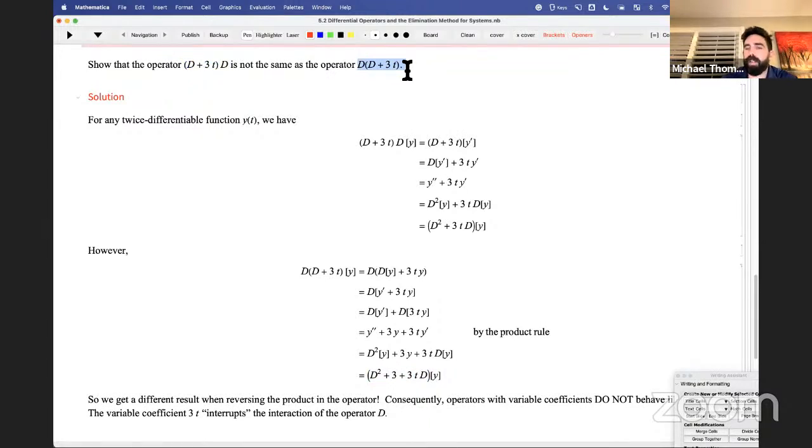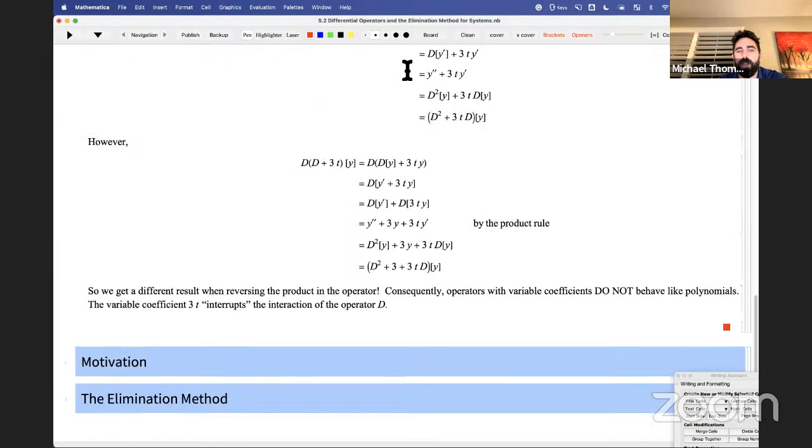We're not going to really run into too many of these, although you'll have some questions about them. If you have a t coefficient, you can't treat these things like polynomials. It interrupts the interaction of the d operator because of the product rule.